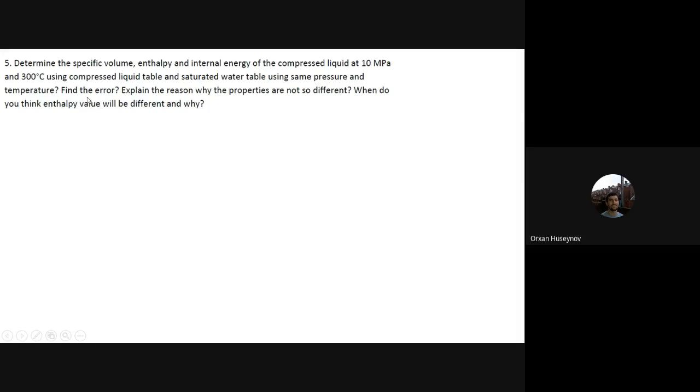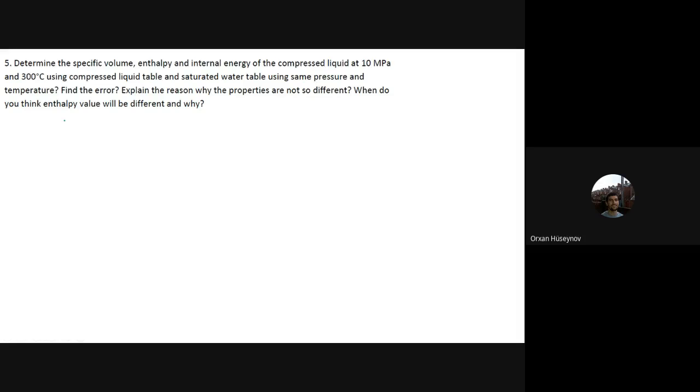Now let's move on to the next example here. The example says to determine the specific volume, enthalpy, and internal energy of the compressed liquid at 10 megapascals and 300 degrees Celsius using the compressed liquid table, and then the saturated water table using the same pressure and temperature. Find the error. Explain the reason why the properties aren't so different. When do we think that the value will be different and why?